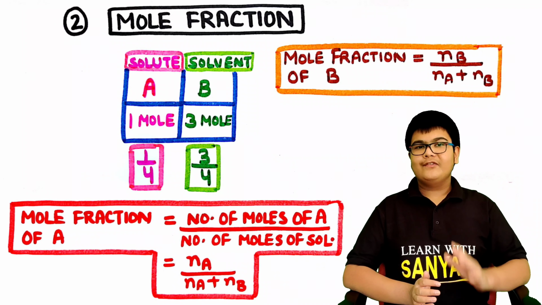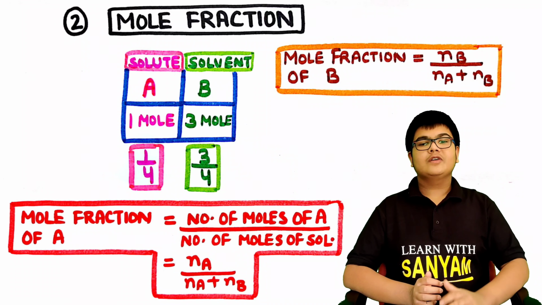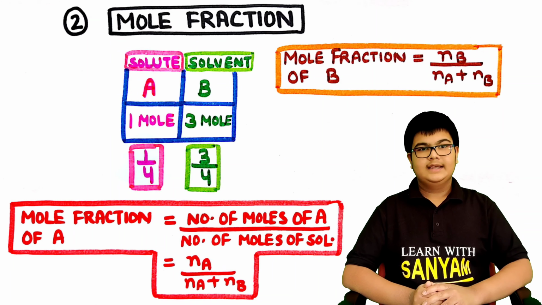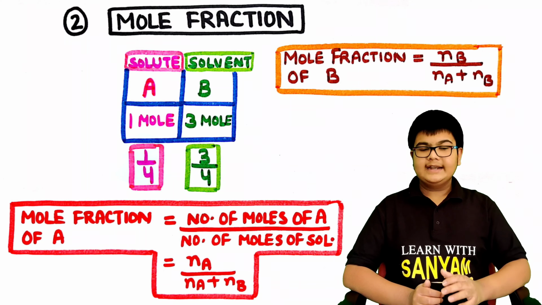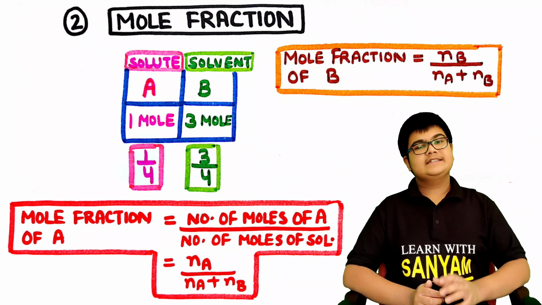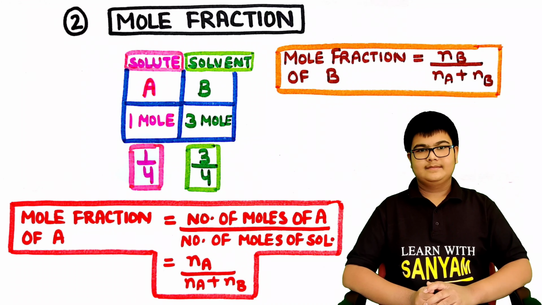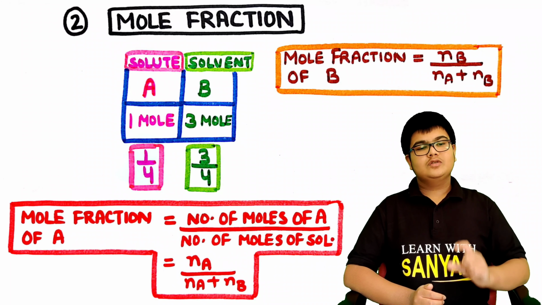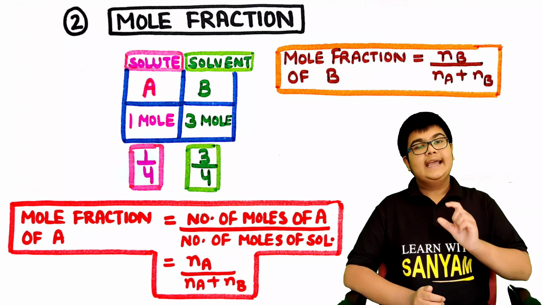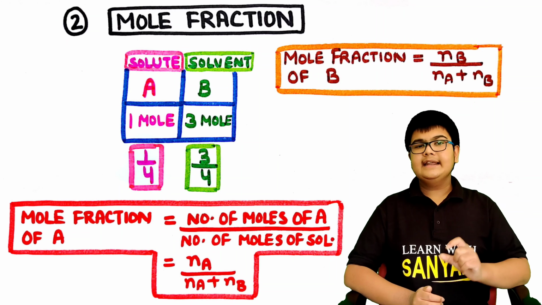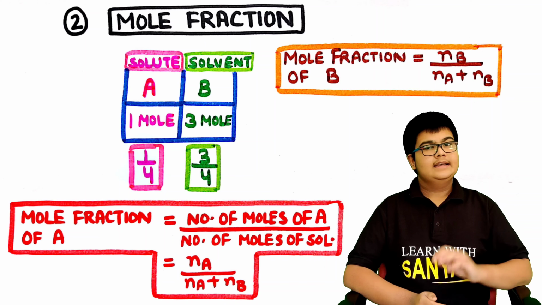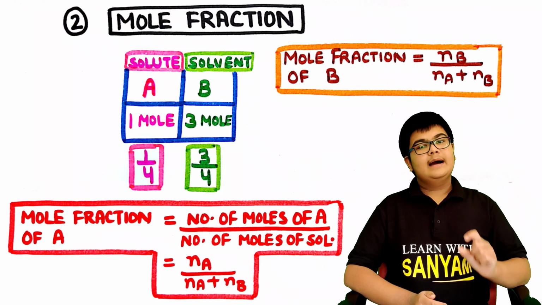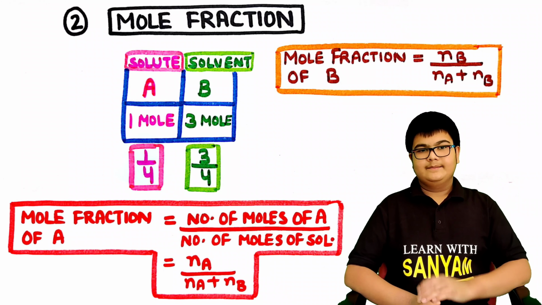So by this example, we have got the formula of mole fraction. Mole fraction of A will become number of moles of A divided by number of moles of solution. That is, number of moles of A divided by number of moles of A plus number of moles of B. So if we denote number of moles by symbol N, mole fraction of A will become Na divided by Na plus Nb. Similarly, mole fraction of B will become Nb upon Na plus Nb.